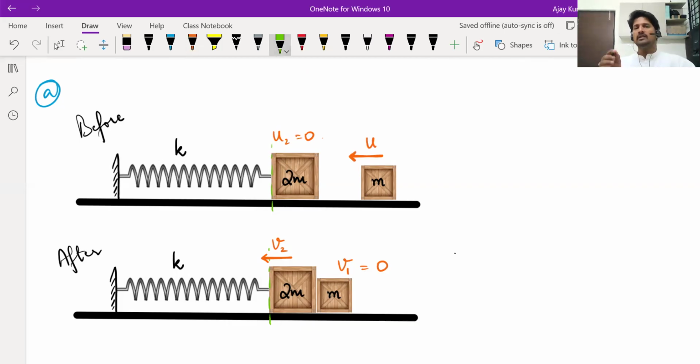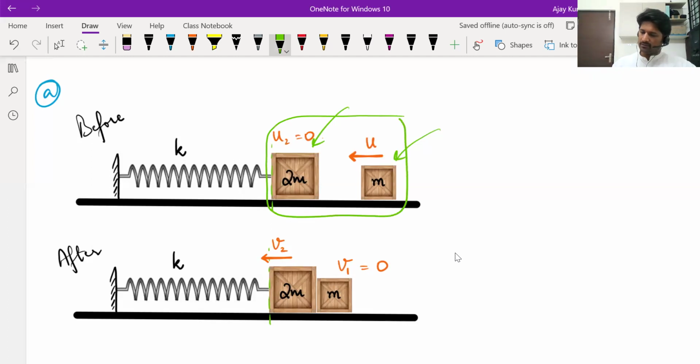Now, whose linear momentum are you conserving? Is it only m, only 2m, or the combination of m and 2m? Whose linear momentum is being conserved or will be conserved in that collision?